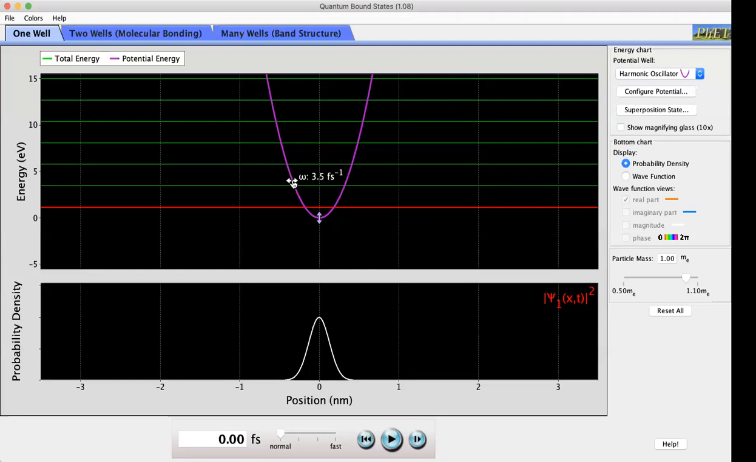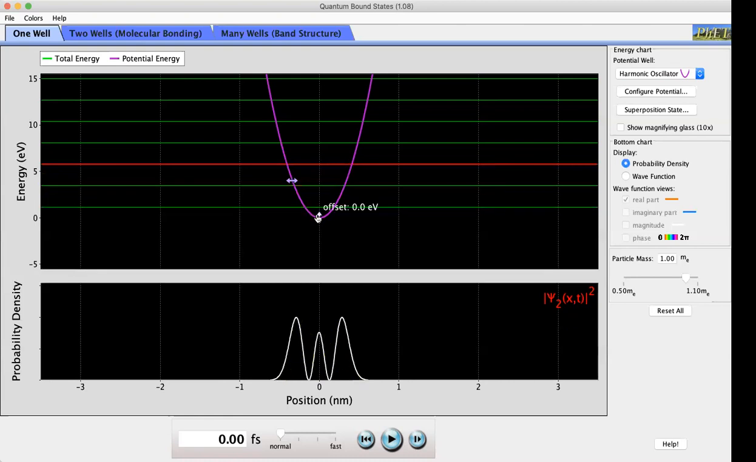And we discussed that the spacing between energy levels is h bar omega naught. So if omega naught is larger, we're dealing with a stiffer spring constant, and the levels are spread out. Here's the ground state, here's the first excited state, second excited state. It's the probability density I'm looking at.